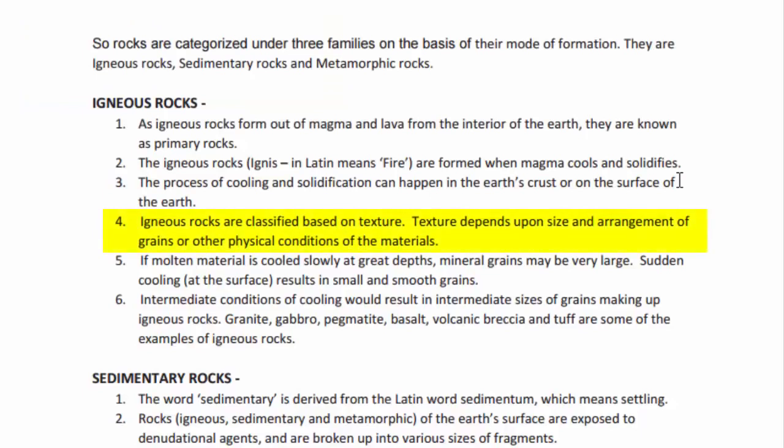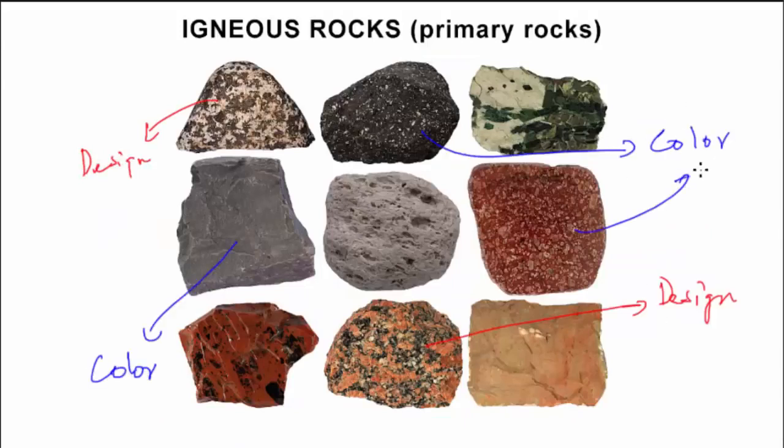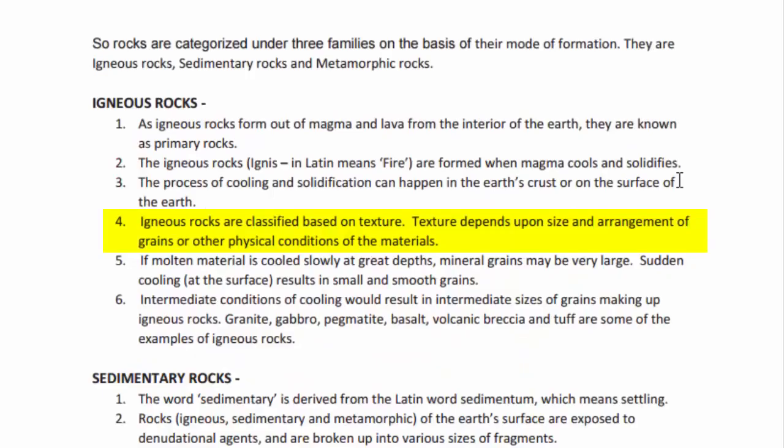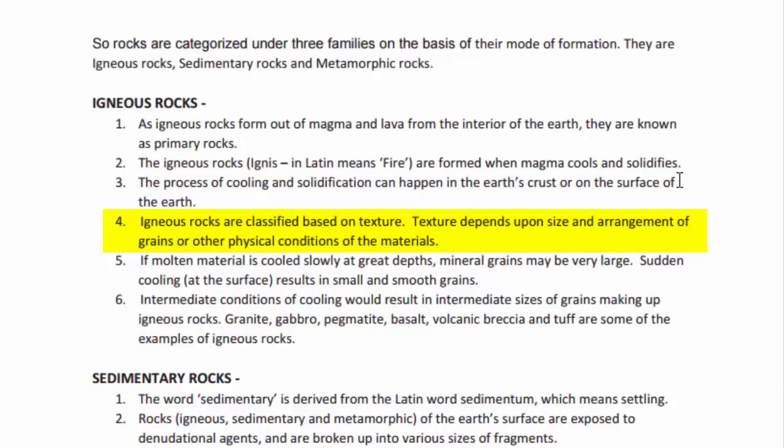Igneous rocks are classified based on texture. When we say texture, we mean something like this. Look at the color as well as design pattern. And this texture depends upon size and arrangement of grains or other physical conditions of the materials. If you remember while reading about physical properties of minerals, there we read that the external shape depends upon the molecular arrangement of crystals within. So rocks are these tiny soil debris packed together. And depending upon these debris, the color of the grains and overall external look will be dependent on it.